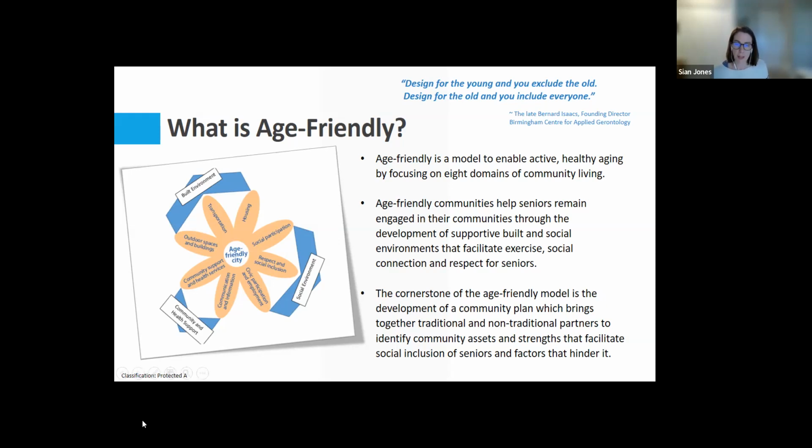The journey to becoming age friendly employs a bottom-up participatory approach that involves the active participation of citizens of varying ages and abilities in all aspects of planning. The cornerstone of the age-friendly model is the development of a community plan that brings together traditional and non-traditional partners to identify community assets and strengths that facilitate social inclusion of seniors and factors that hinder it. Each age-friendly plan is unique as it addresses the community's specific needs. Implementation can be achieved through small steps initiated by local community members, through more major initiatives that require greater resources and contributions from a broad group of people, or the collaborative efforts of a range of groups.